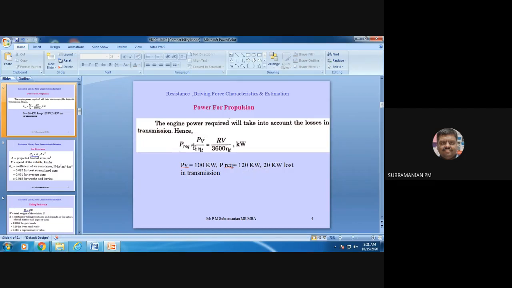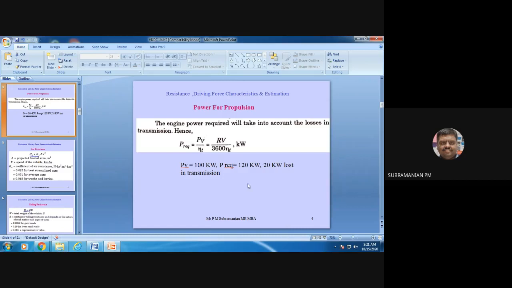So now instead of PV, I can use that expression itself. That is the PV expression we have defined, no? The first one, okay, I am going to use. So instead of PV, I am putting RV by 3600 times transmission efficiency. So I am asking you to design an engine. That is, I am asking you what power the engine has to be designed for.